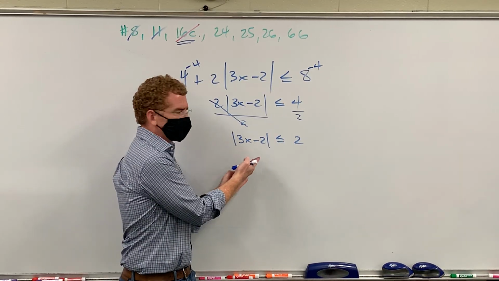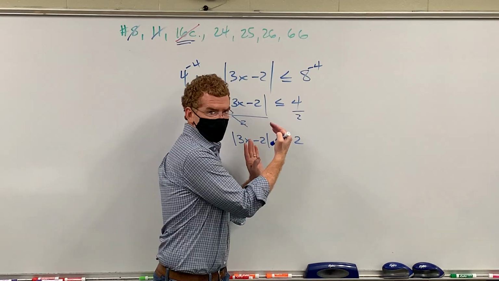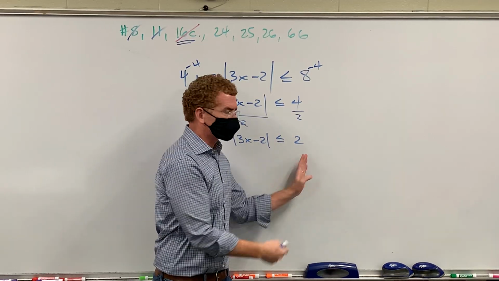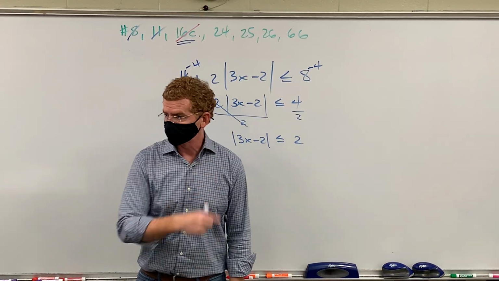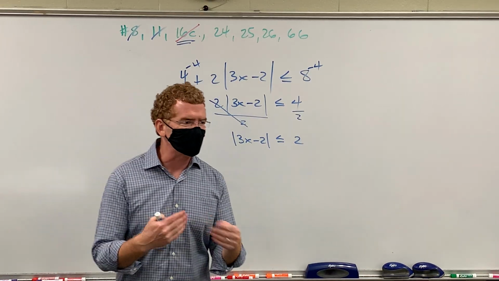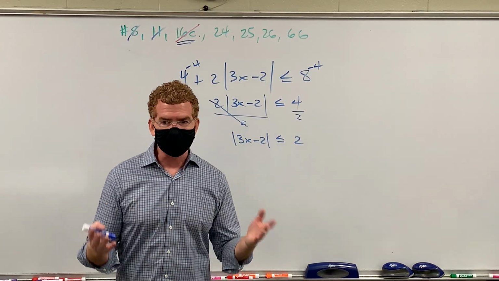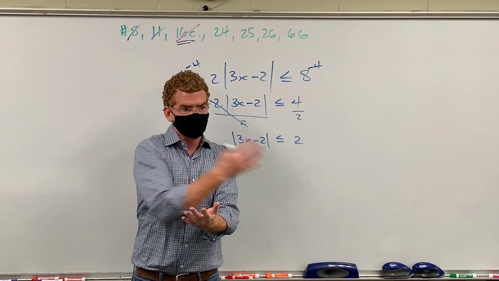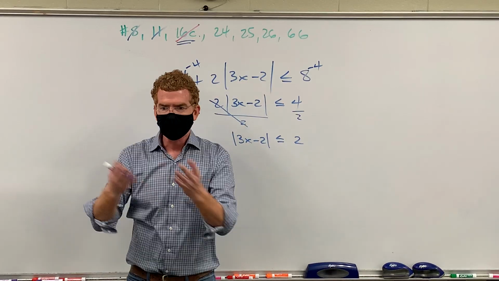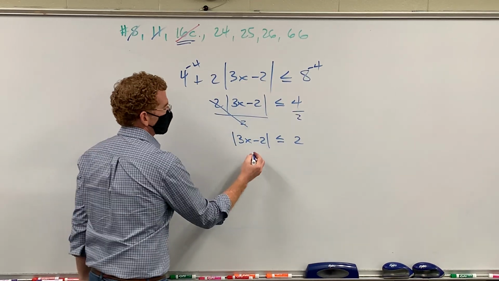This absolute value is less than 2. And if it's a less than, then that means this is an and problem. But I showed you a little trick on and problems. Because remember, and problems end up being combined inequalities, the 3-part inequalities. So a little trick is this. And you can do it either way.